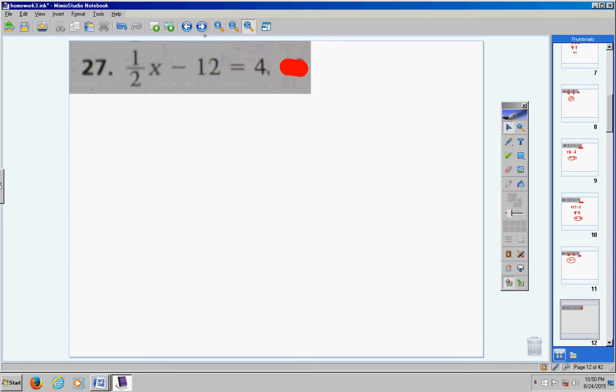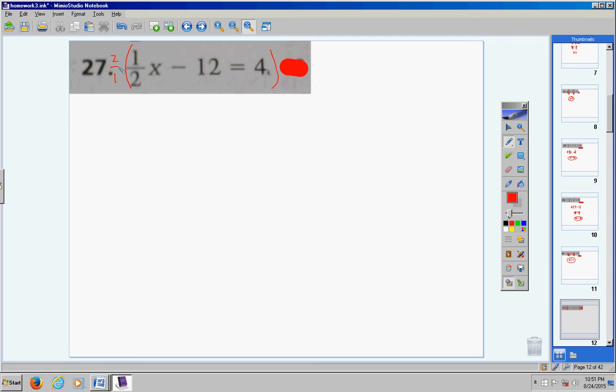Moving on to number 27. Okay, step 1, simplify both sides. There's no simplifying at all that you can do on either side. These are unlike terms over here. Step 2, eliminate fractions. Well, I have a 1/2 here. The bottom of the fraction, the denominator, is a 2. So I'm going to multiply the entire equation by 2.